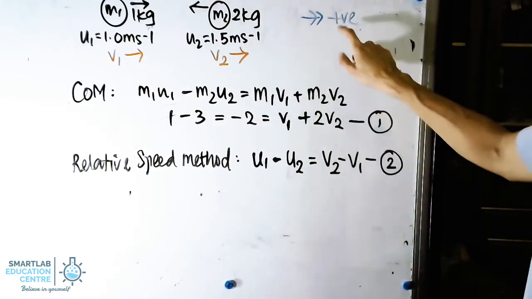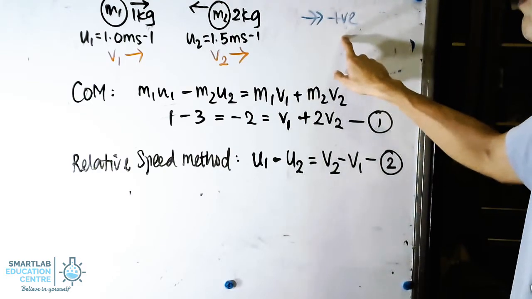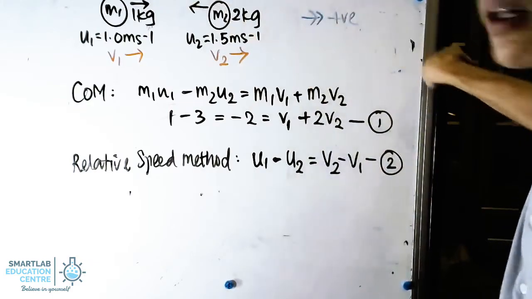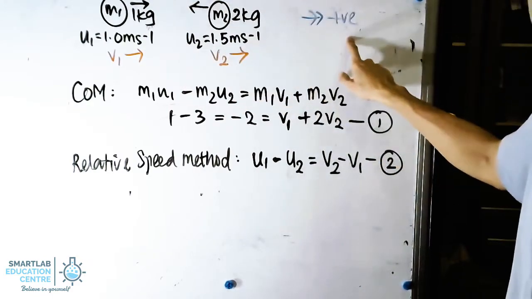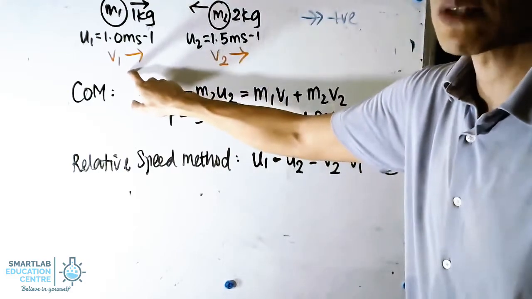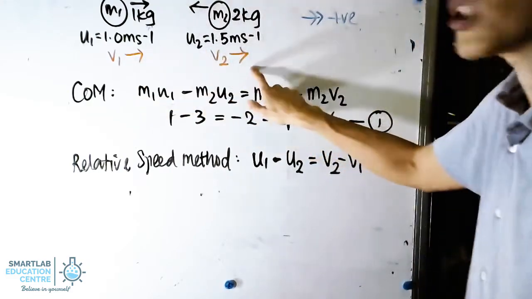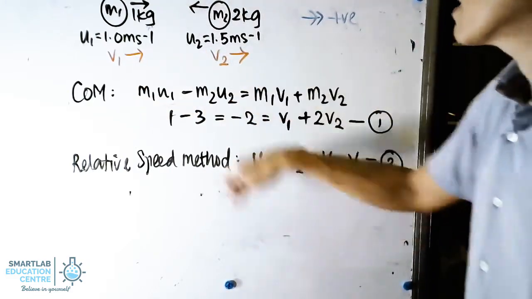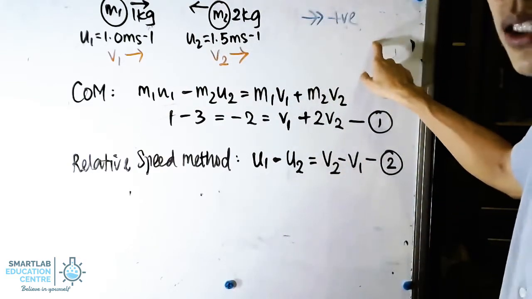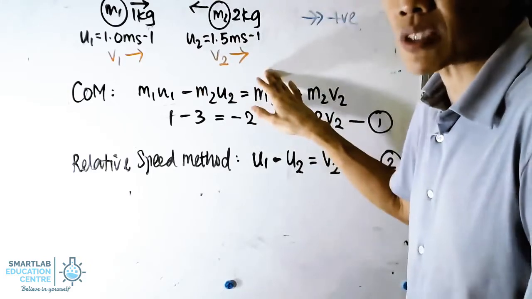The first step is to state the convention. For this example, we are saying that left to right is positive. So in this case, I will straight away assume that the final velocity of V1 is as such and V2 as such. Bear in mind that whatever convention you state, you should always keep it the same.